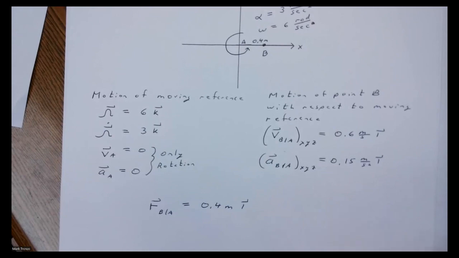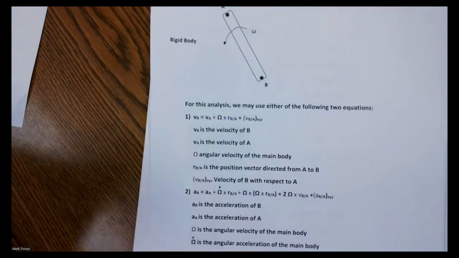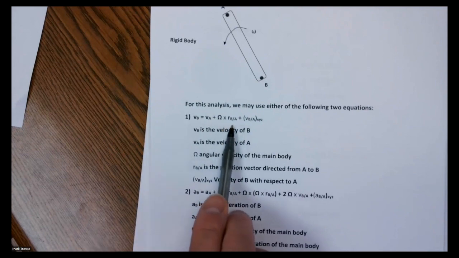And so now it's just a matter of calculating the things that we need for the equations. So again, it's important to keep the equations in front of you. And let's see what we're going to need from these. We're going to need this omega cross RBA to get the velocity. So let's do that.